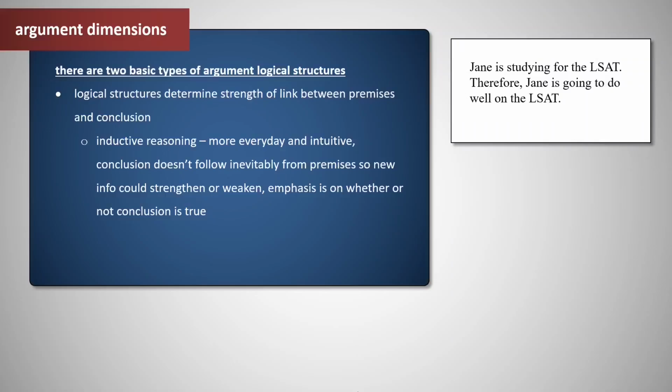So here we see a potential argument. It says that sample argument that Jane is studying for the LSAT, therefore Jane is going to do well in the LSAT. Well, this is an example of an inductive type of argument, because yes, Jane is studying, but maybe Jane is studying only 1 day a week for 2 weeks before the test, or maybe Jane is studying out of poor, not very good materials. There are different things that you can add to make the conclusion that she's going to do well in the LSAT more or less likely.